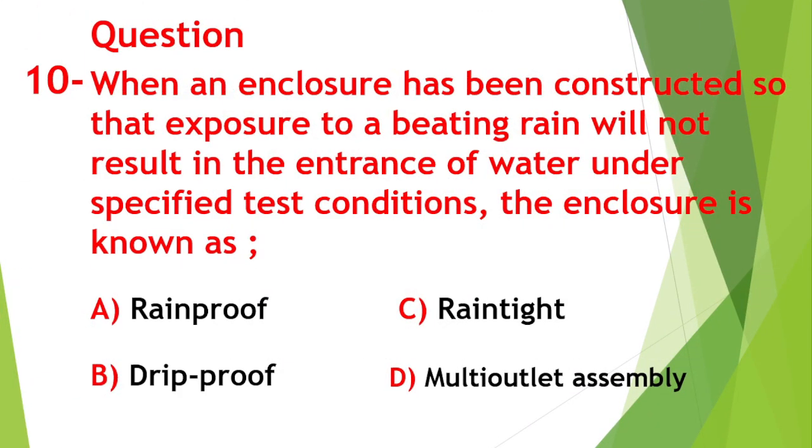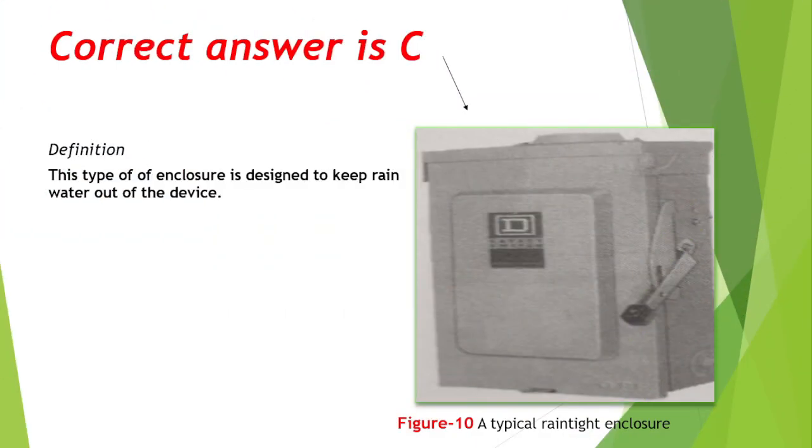Next, question number 10. When an enclosure has been constructed so that exposure to a beating rain will not result in the entrance of water under specified test conditions, the enclosure is known as A. Rainproof, B. Drip-proof, C. Rain-tight, D. Multi-outlet assembly. Correct answer is C. See the figure.